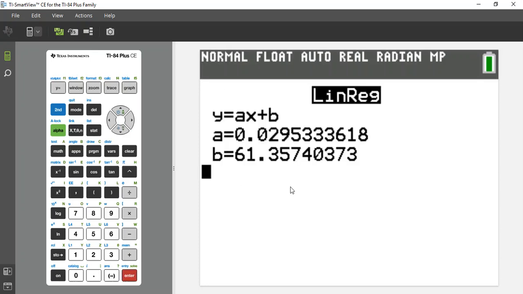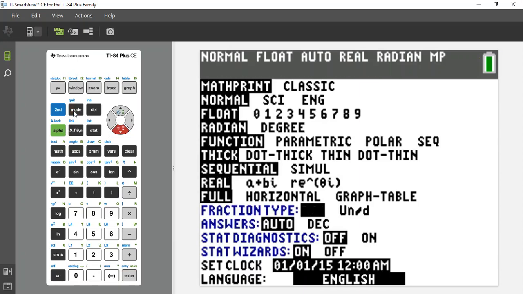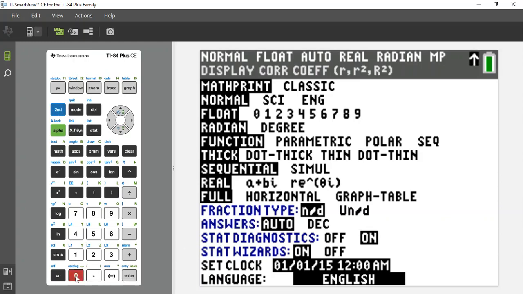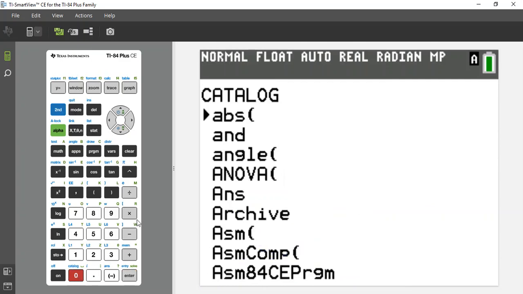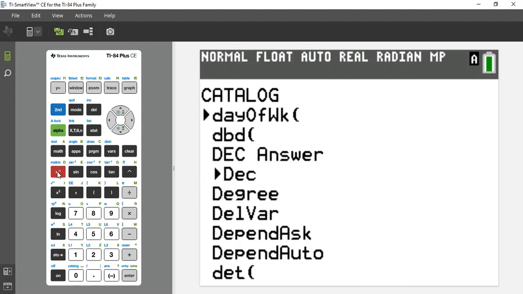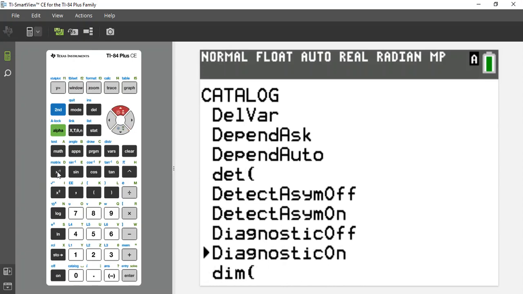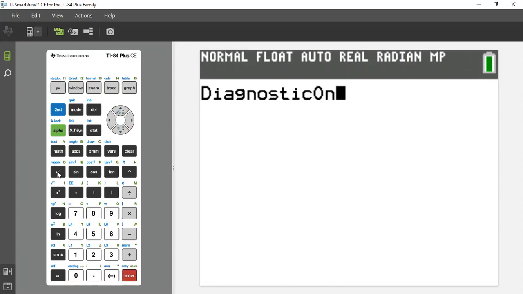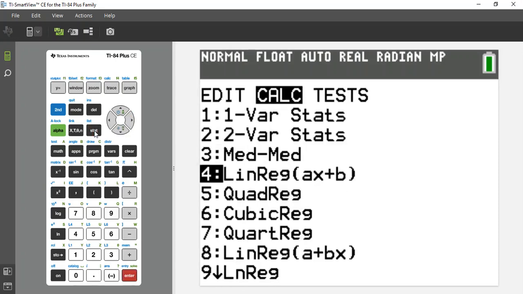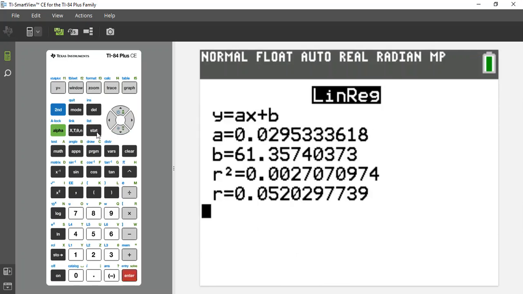If your calculator is like mine and it doesn't give you an R or an R squared value, you can do two things. Depending on your calculator, you can go to Mode and down to Stat Diagnostics and turn it on. Or if you don't have this menu option, you can go to Second and 0 to go into the catalog, find Diagnostics. You can either just press the down arrow or it is alphabetical, so you can just hit D to get there faster. Diagnostic on, enter, and it'll turn it on. Now when I go into my linreg and calculate it, it gives me my R.